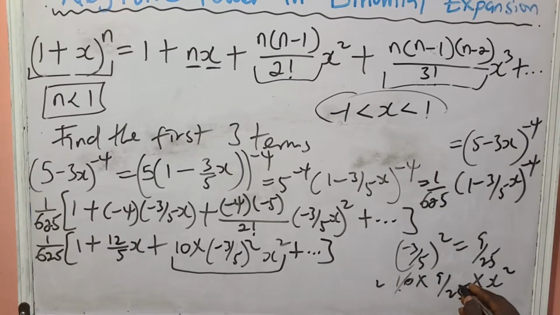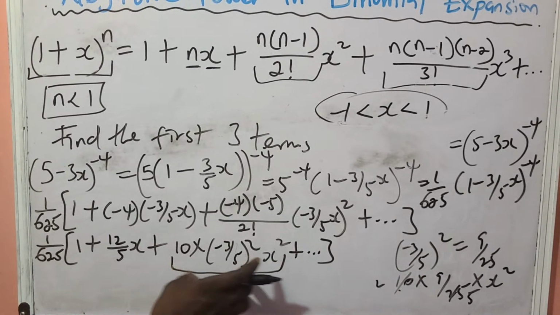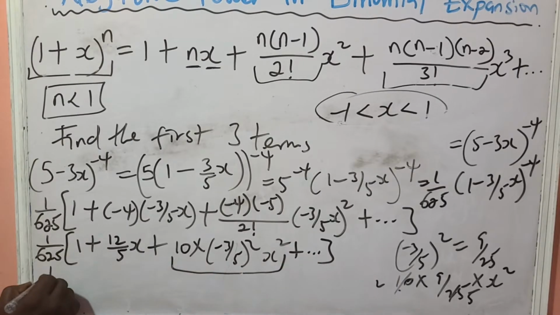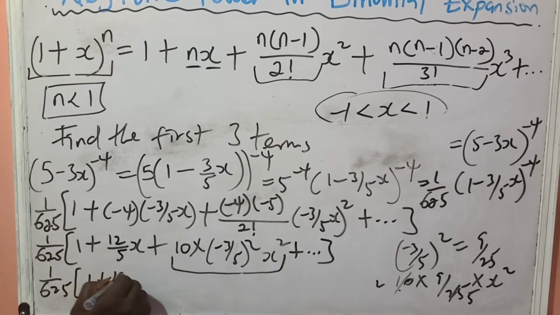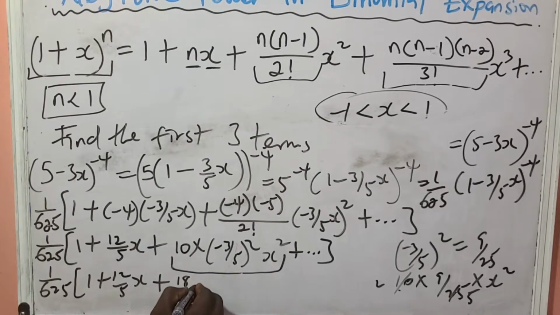This 5 will go here 2, 5 will go here 5. 9 times 2 is what? 18. 18 over 5. So this whole place will give me 18 over 5 x squared. All right, so this will be 1 over 625, 1 plus 12 over 5 x plus 18 over 5 x squared.